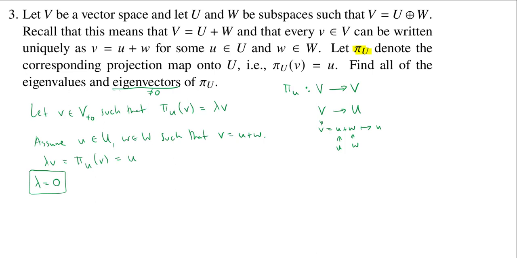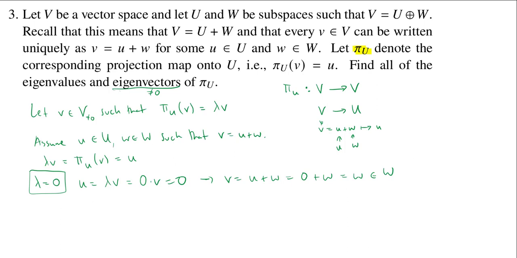So if lambda is equal to 0, then we'd have u is equal to, well, it was lambda v, but lambda is now 0, so 0 times v, which is equal to 0. So u would equal 0, which means that v, remember, this was u plus w, would now be 0 plus w, which is just w. Of course, little w here is an element of W. And that would mean that your v has to be some non-zero element of W.